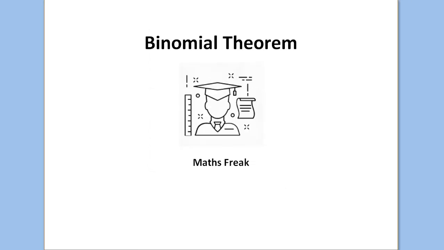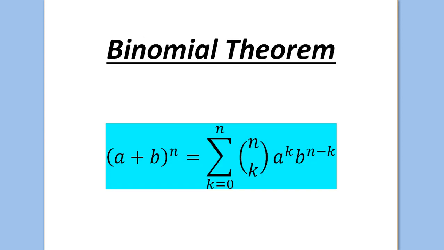Hello and welcome. Today we're going to discuss the binomial theorem and we're going to prove the binomial theorem. So the binomial theorem is basically this formula here. (a + b)^n equals the sum from k equals 0 to n of n choose k, a to the k times b to the n minus k.